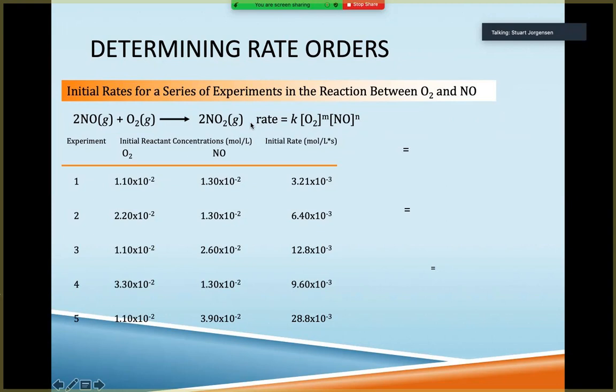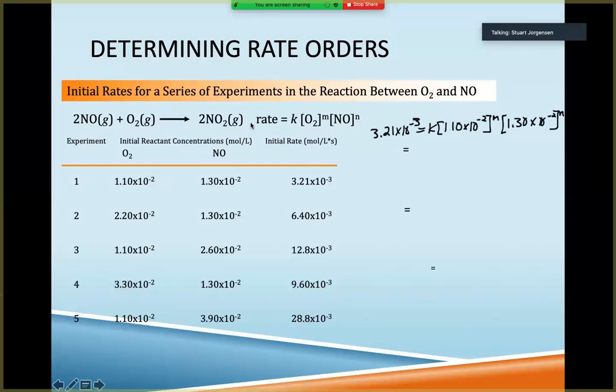Oh my goodness, I need to start over. I ran out of space. But we can plug in what we know. We know for the first one, sorry, let me get it a little cleaner here. It was 3.21 times 10 to the negative third equal to some constant, which we don't know, times our oxygen concentration, 1.10 times 10 to the negative second, raised to some power M, times our 1.30 times 10 to the negative second, raised to the nth, right? We don't know what the M and the N are or what the K is, but this is what we know. We have some numbers for a lot of this piece.